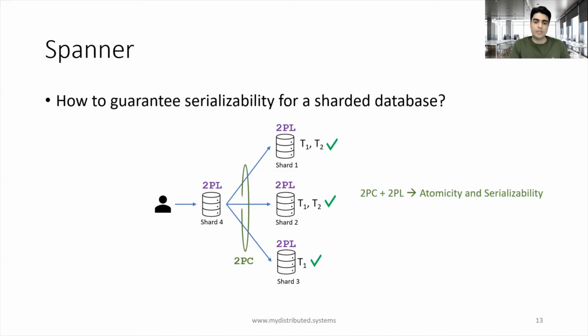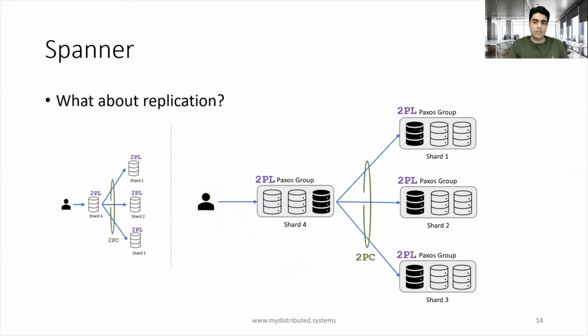So that's cool, but we don't have any replication in this figure, right? What if we want to have replicas? How do we want to update data in the replica? So the answer is that we can have a replication group for each shard and run a consensus algorithm, for example Paxos, for each group, and then we can run two-phase commit on the leaders of this replication group. And this is exactly the idea that Spanner uses.